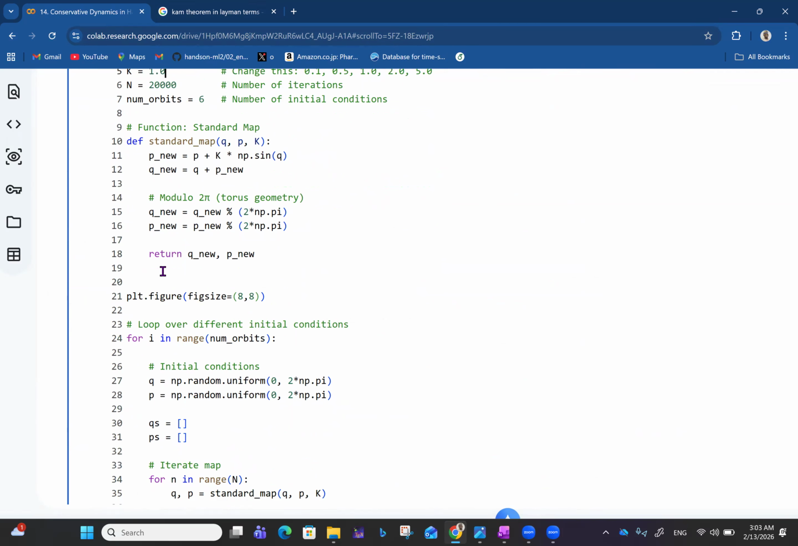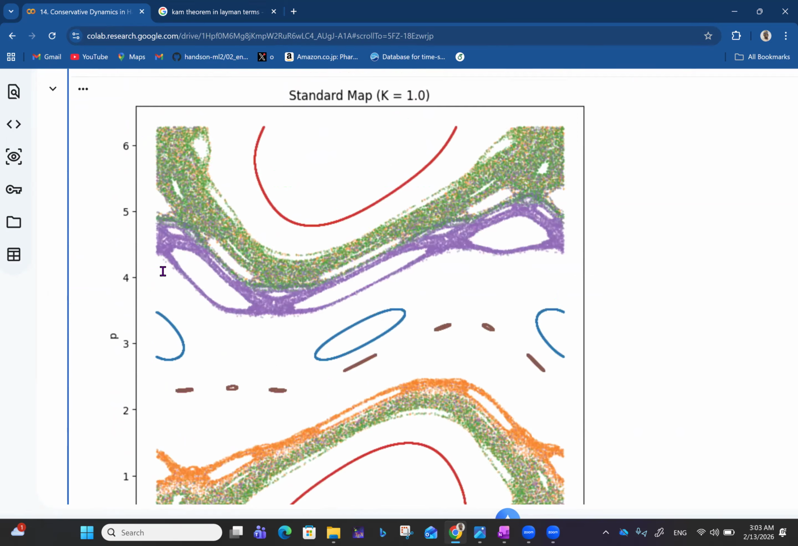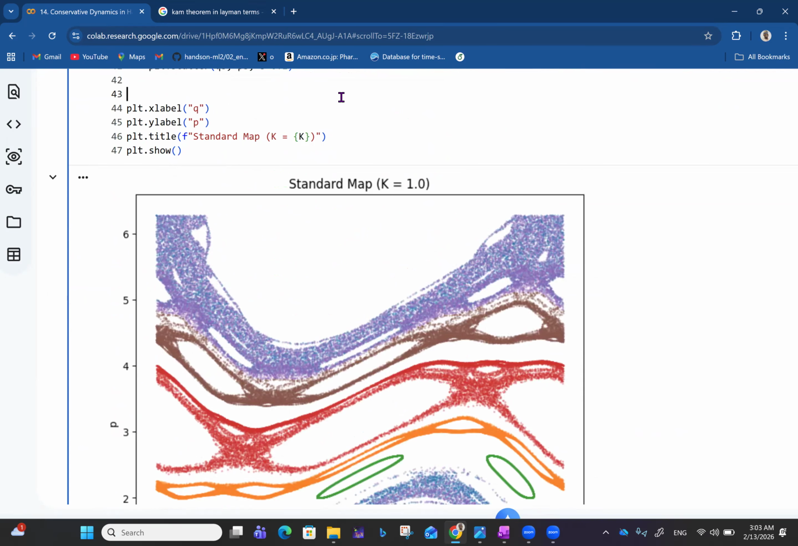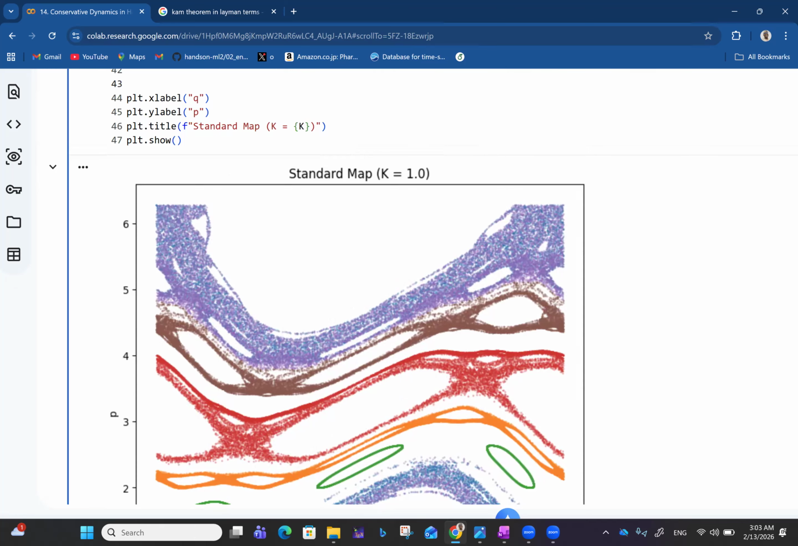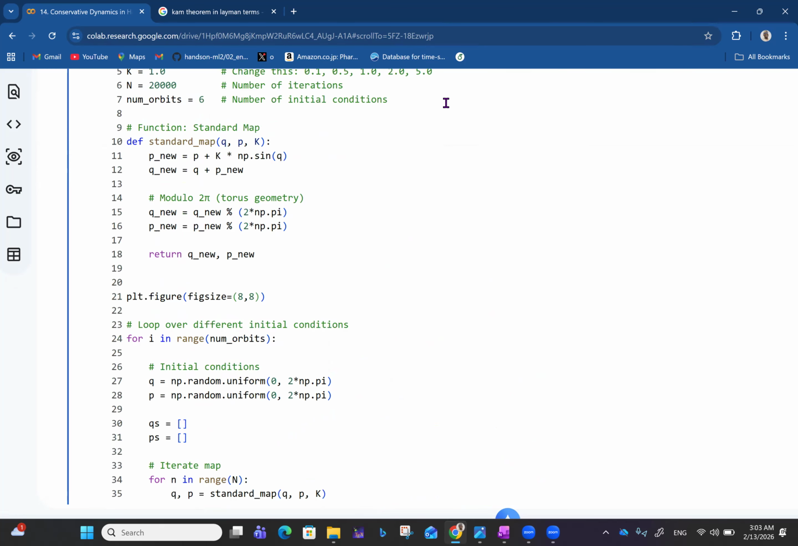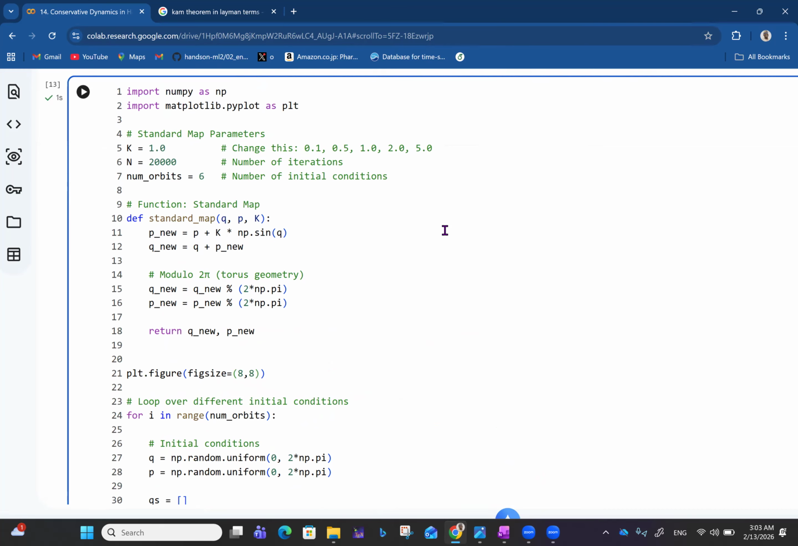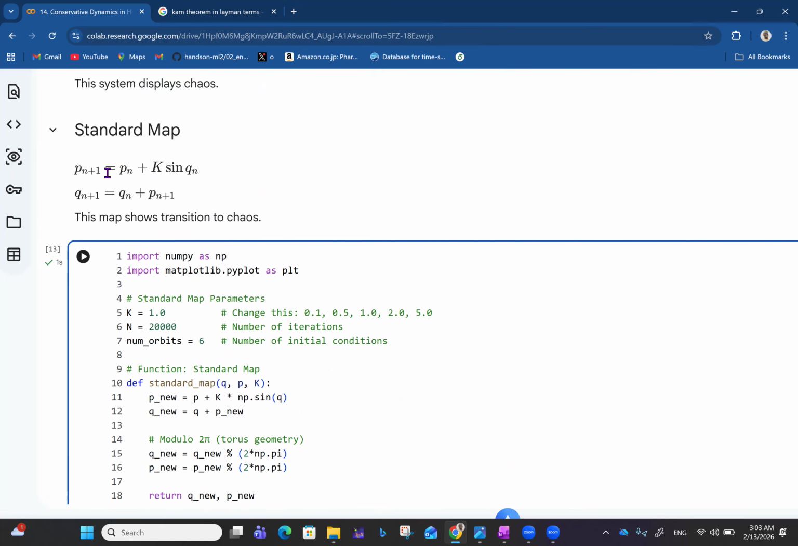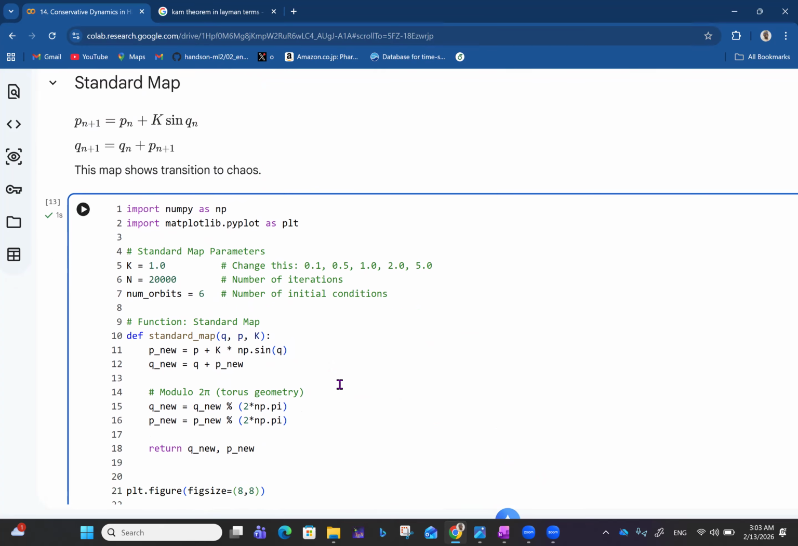So for 1.0, let's see what we have. Okay, I run it again with the same 1.0. It's going to change structure a little bit. Yeah, so we see all the issue happening there. Here we're doing modulo 2 pi torus geometry, and it's coming from all this P, K, sine Q, and so on.